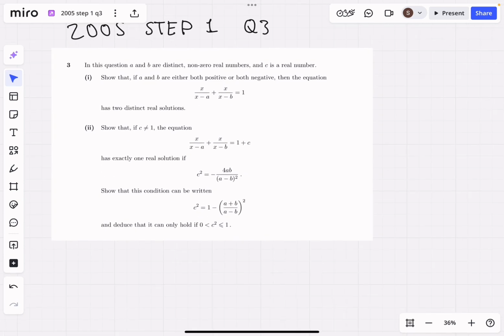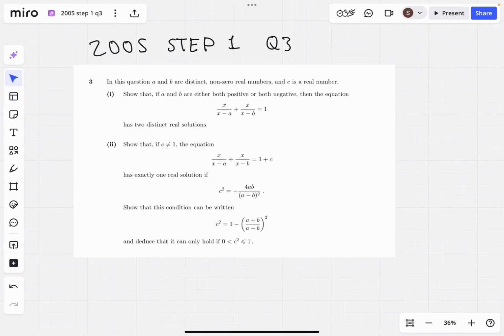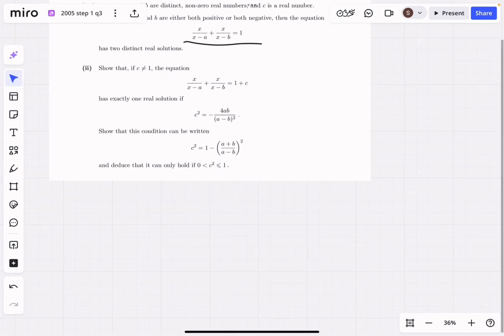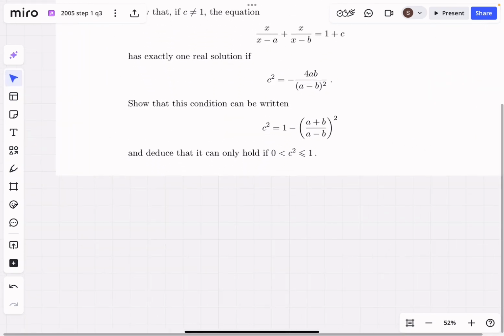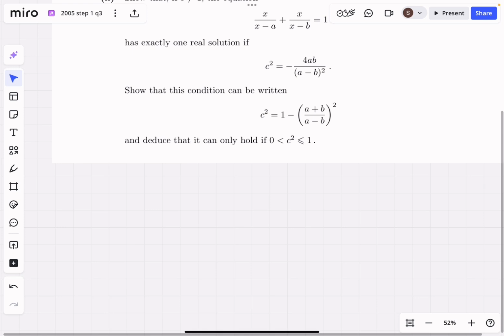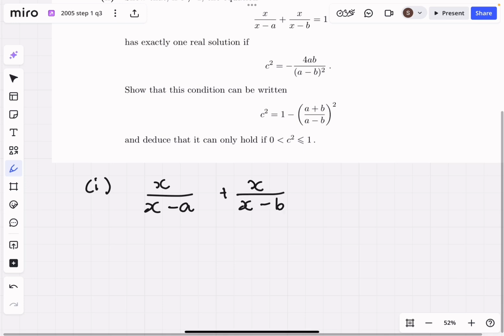So in the first part, a and b are distinct non-zero real numbers and c is a real number. I need to show that if a and b are both positive or both negative, then the equation written here has two distinct real solutions. Okay, so let me draw out the equation: x over x minus a plus x over x minus b equals 1.